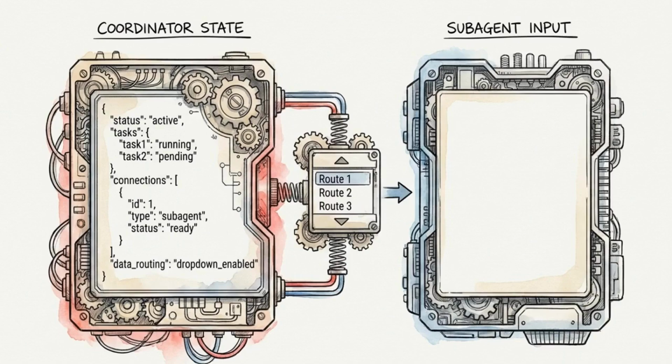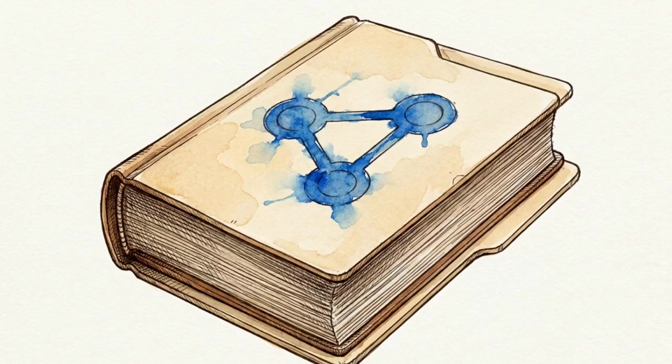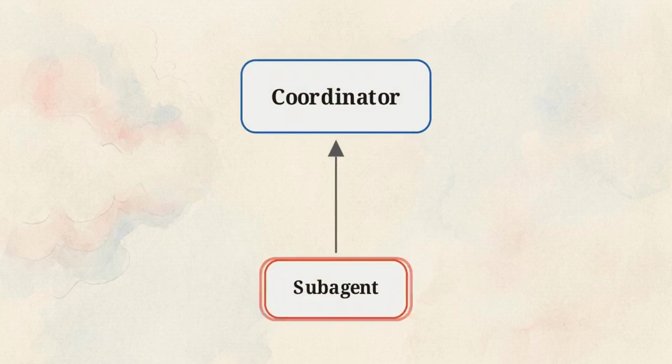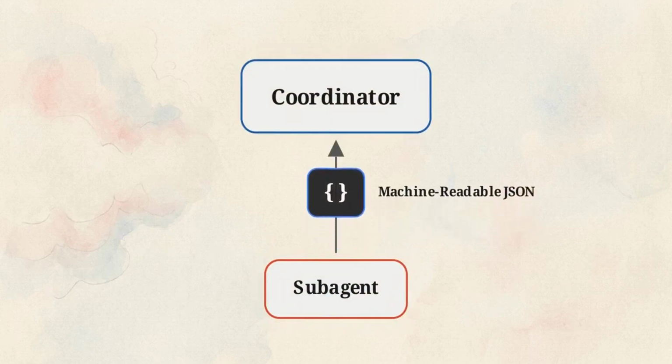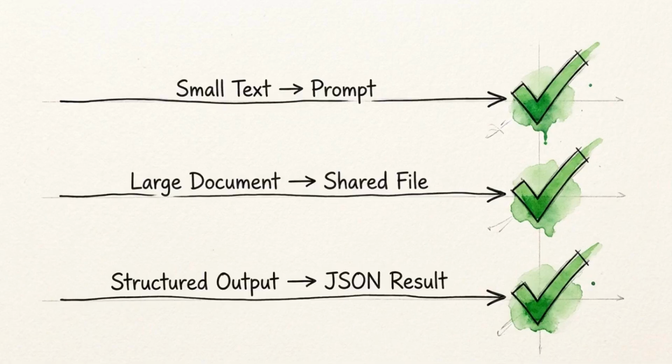Because context is strictly isolated, you have to choose how state moves between agents. For small, immediate inputs like an order ID, you pass that data directly within the spawning prompt of the subagent. For large artifacts like a 50-page returns policy, you pass the data through a shared file. Cramming that into the prompt wastes tokens and bloats the request. When the subagent finishes, its findings must be returned to the coordinator as machine-readable JSON inside the tool call result. Matching your handoff mechanism to the data's size and persistence keeps the multi-agent system performant.